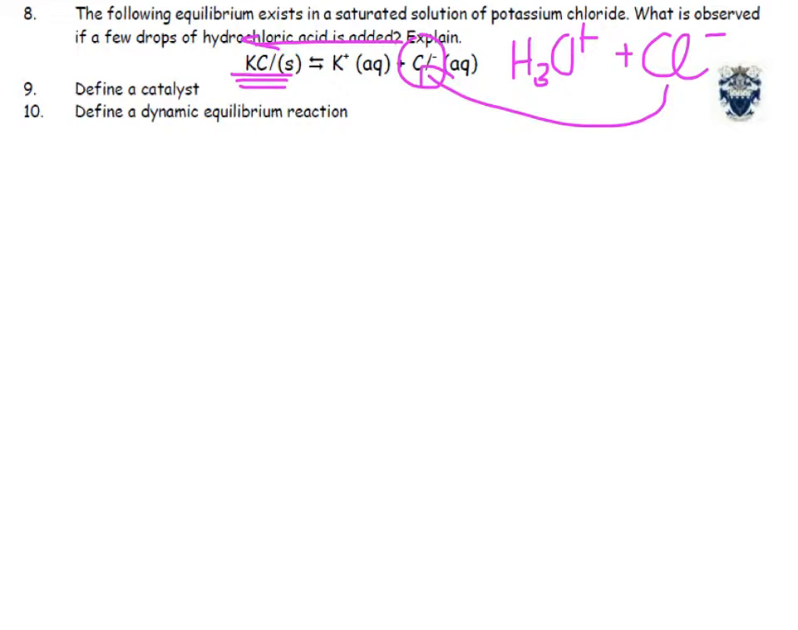Define a catalyst. It is a bookwork thing. It is a substance that is involved in the mechanism of the reaction, but it is not permanently changed during the reaction, and it alters the rate of the reaction. Define dynamic equilibrium. The forward and the reverse reactions are taking place at the same rate.